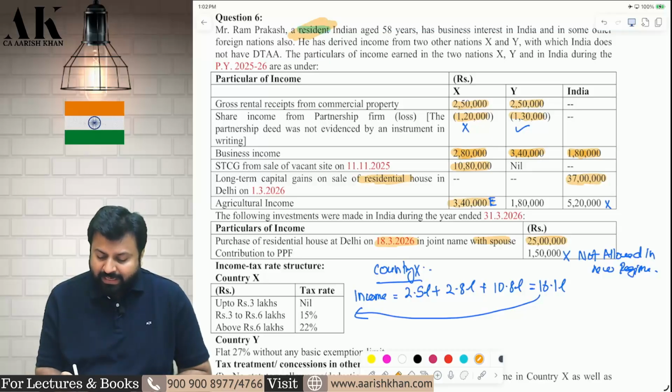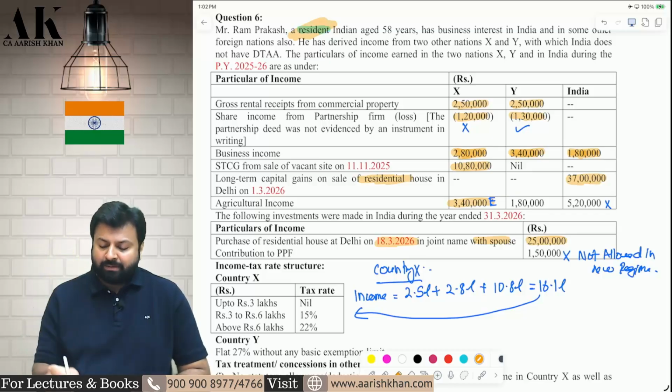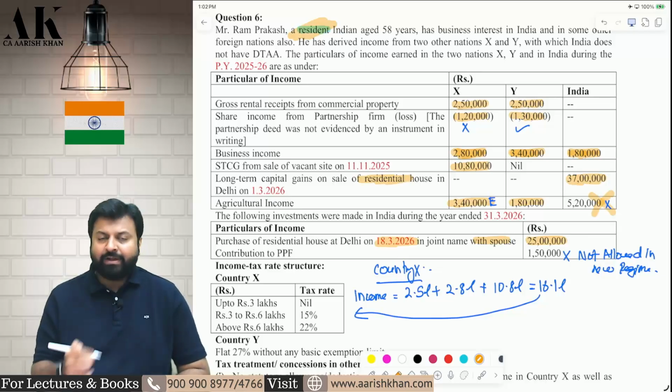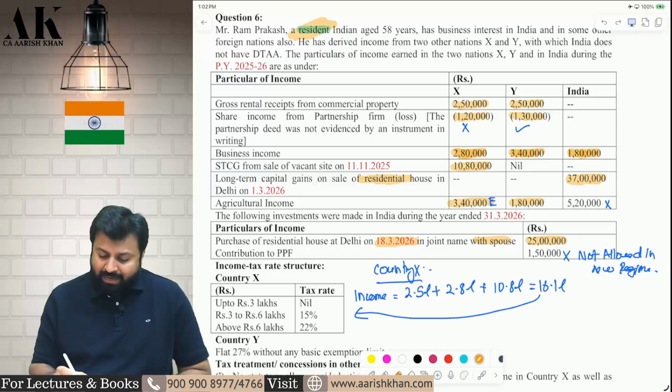Then 3,40,000 agriculture income will be taxable in India. Foreign agriculture income is not exempt. Indian agriculture income is exempt. 1,80,000 agriculture income from country Y is also taxable. Yes, 5,20,000 agriculture income will not be taxable in India. So everything will come in the total income except this Indian agriculture income. Everything will come in the income.